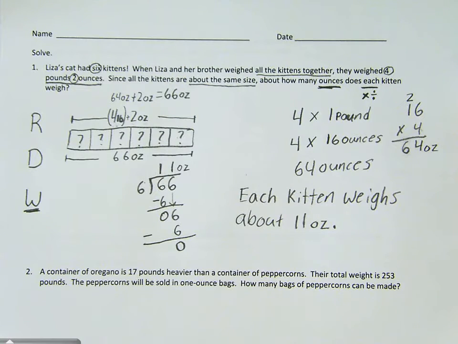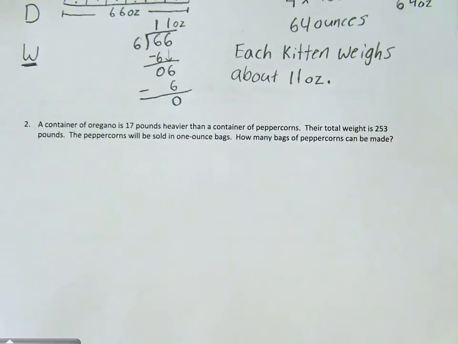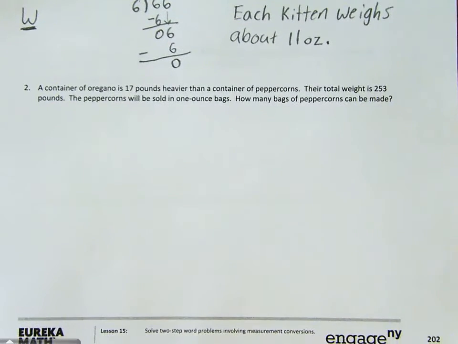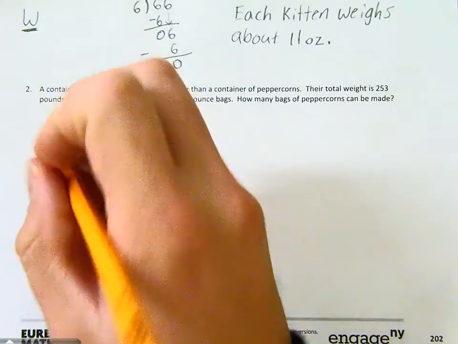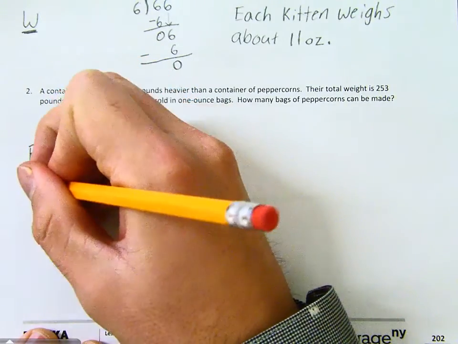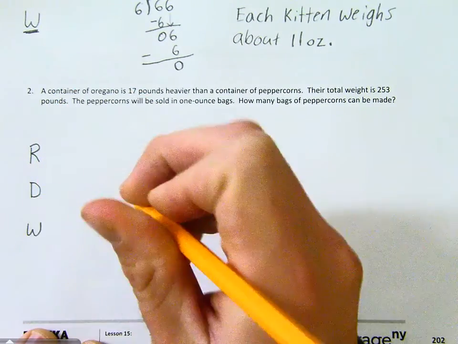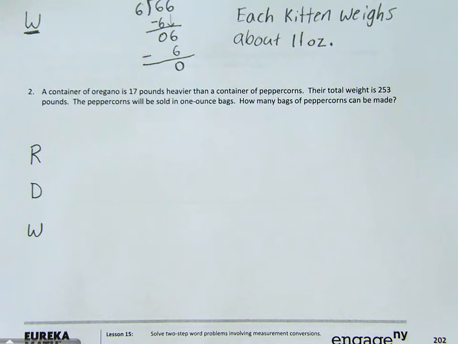All right, so let's move on to the next question. We're going to do the same thing here that we did on number 1. You start by putting R, D, W. So we remember that we need to read and then draw and then write.